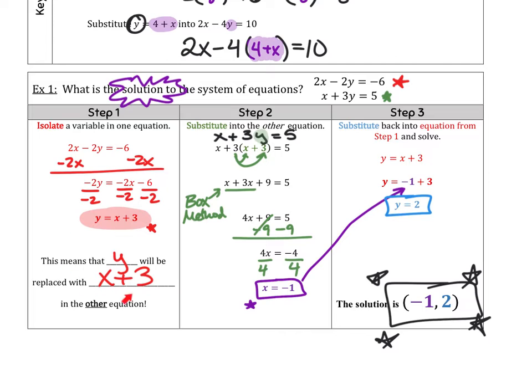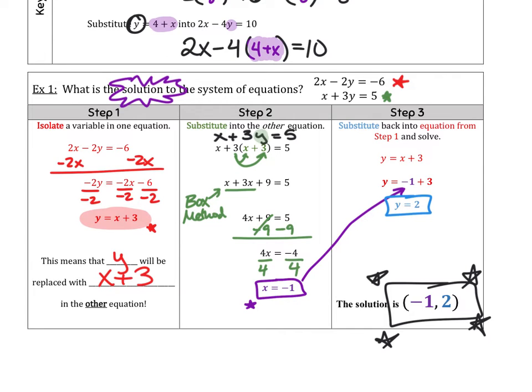Once you've got it isolated, plug it in to the other equation. This is a regular box method equation. So we distribute, and then we solve for x using inverse operations or the box method. And we've got half of our answer. Woohoo! We take that half of the answer, we plug it back in to the step 1 equation to get the second part of my solution.